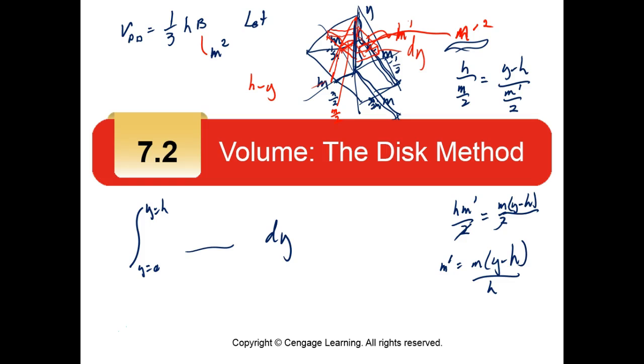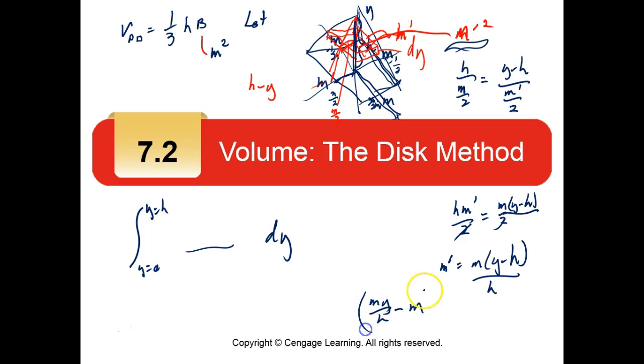Now, is there any way to make this a little more palatable? Let's rewrite this as my over h minus m. If we multiply this, we get my minus mh divided by h. It's my over h minus mh over h, so that's just m. So that's a constant. m over h is a constant, and there's your variable y. So that's sort of a linear form. I like that a little bit better.